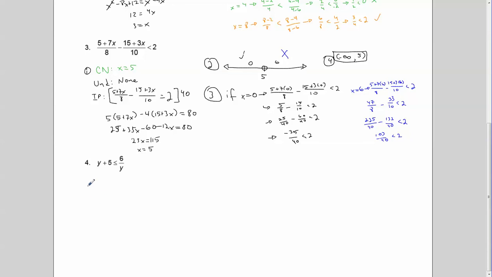So next we'll look at number 4. Our critical numbers, where this is undefined, y equals 0. And then where we have our intersection points, we have y plus 5 equal to 6 divided by y. So we can multiply y through to clear that denominator. Y squared plus 5y equals 6. Now we'll subtract our 6.